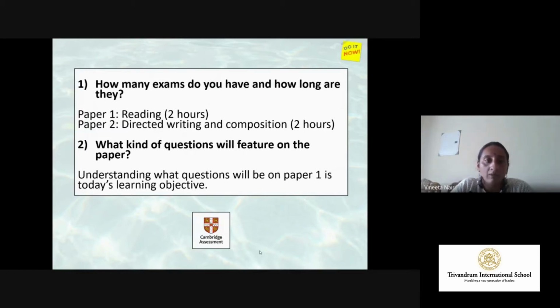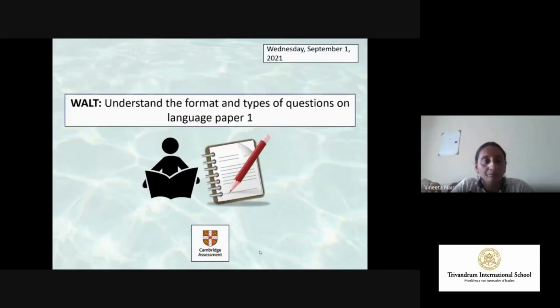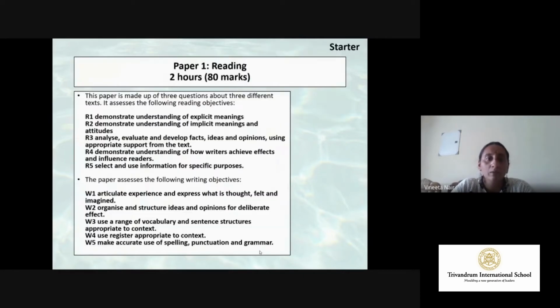What kind of questions will feature on the paper? So we are going to try to understand different questions on paper 1. Also, we will be looking at some of the questions on paper 2. So these are the two objectives that we will be looking at today. First things first, let's start by looking at paper 1, the format and types of questions on the language paper 1.